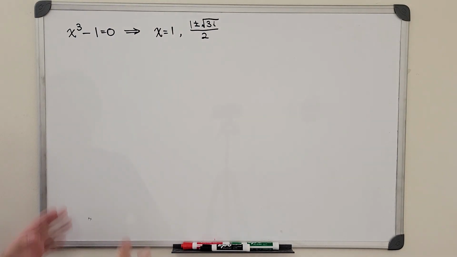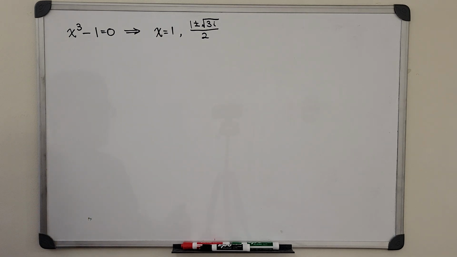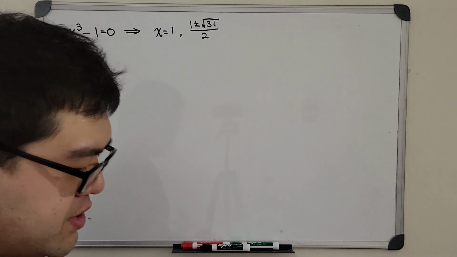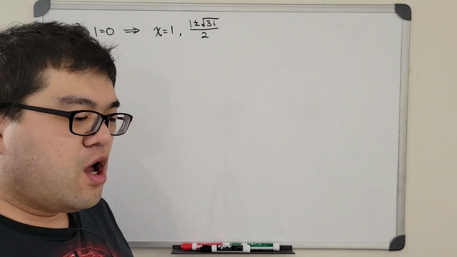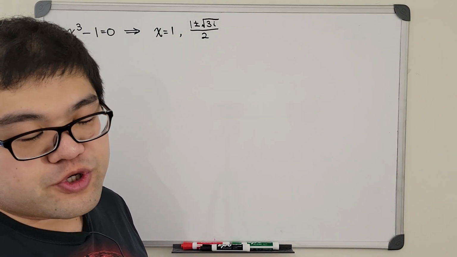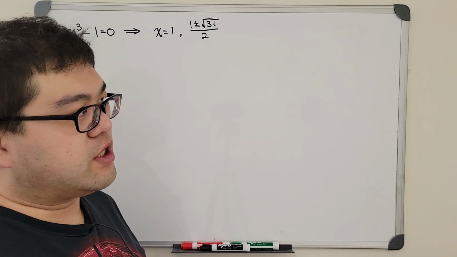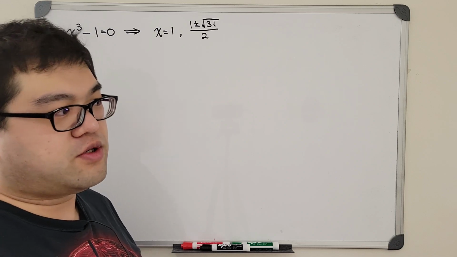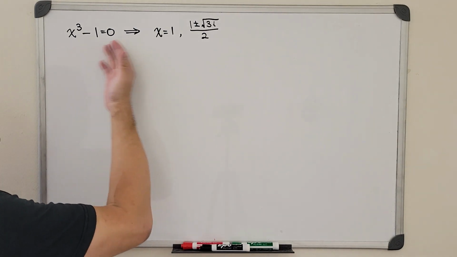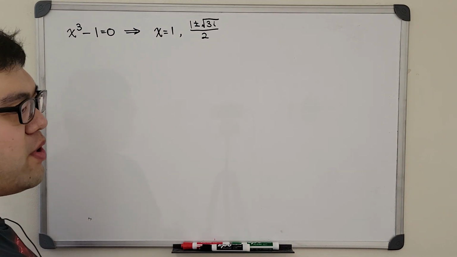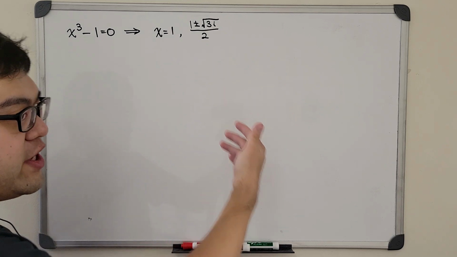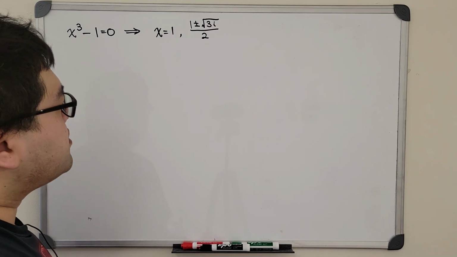So here we have the cubic equation, x cubed minus 1 equals 0. And of course, the question is to solve for x, but not just for real solutions. We would like to include all the solutions, including the non-real complex solutions. So if we use a couple of ways to solve it, of course, we'll get three different answers.